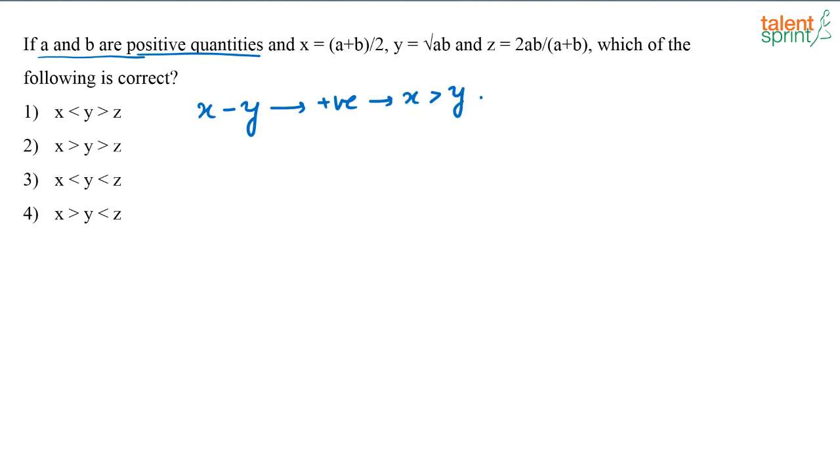That means x is greater than y. If I get this answer as negative, that means y is greater than x. Using this, I can say which is greater, x or y.